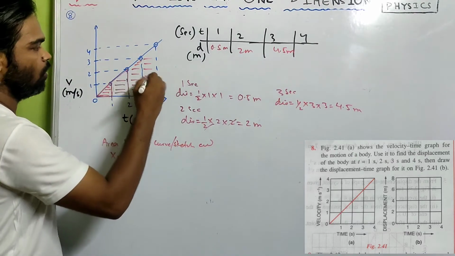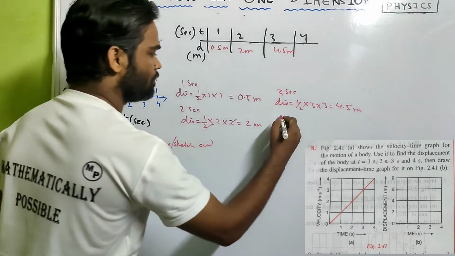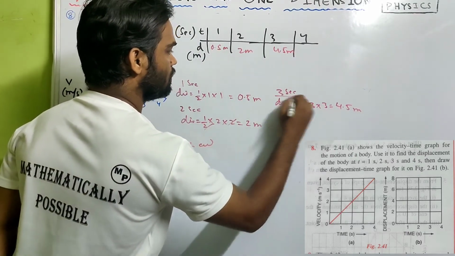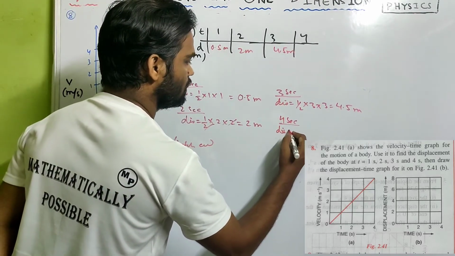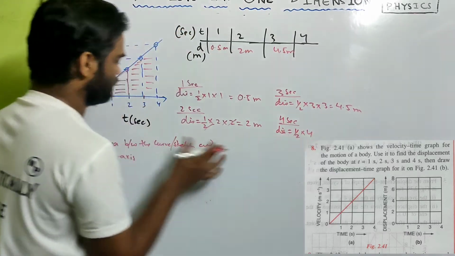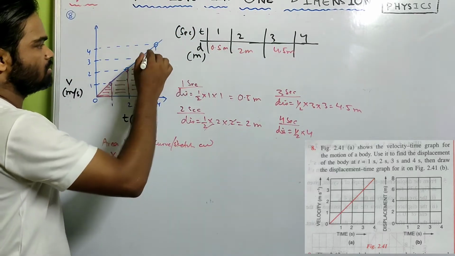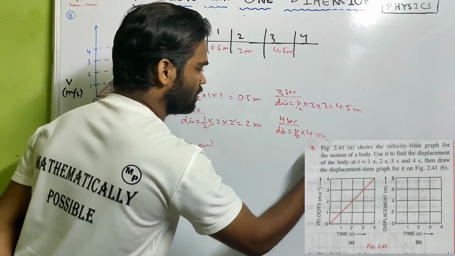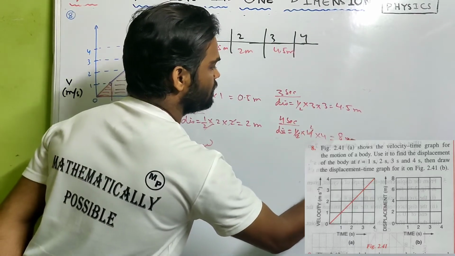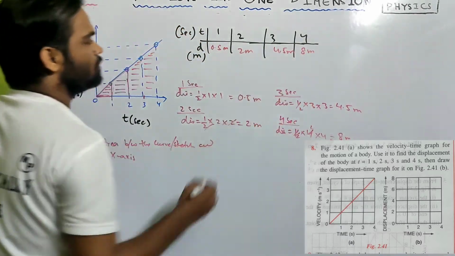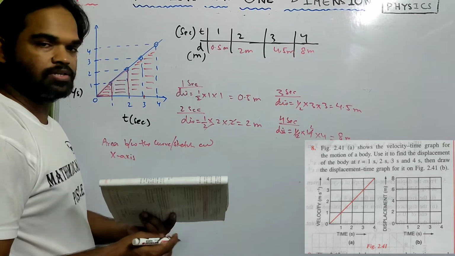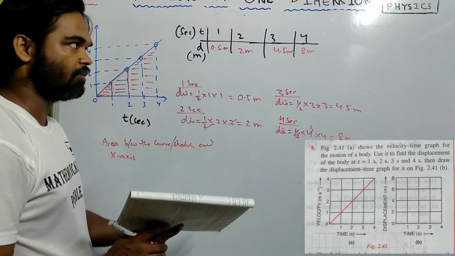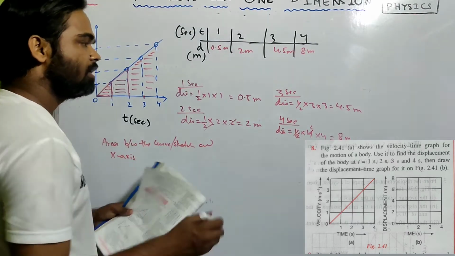And after 4 seconds, again displacement will be half into base 4 and height 4. If you look at the diagram carefully, that's 8 meter. So after 1 second, the displacement is 0.5 meter. After 2, it's 2 meter. After 3 seconds, it's 4.5 meter. And after 4 seconds, it's 8 meter.